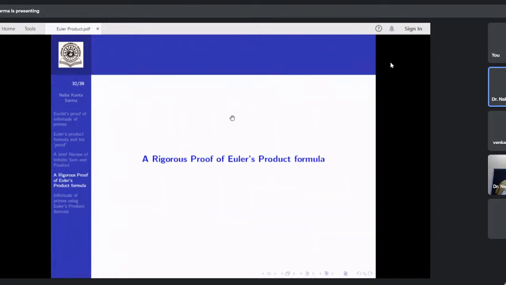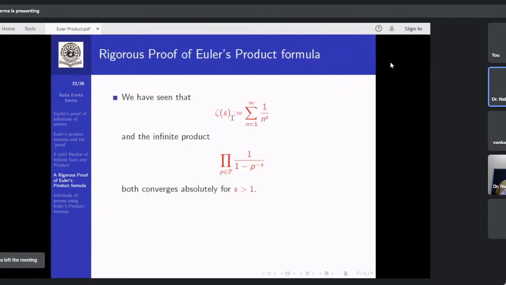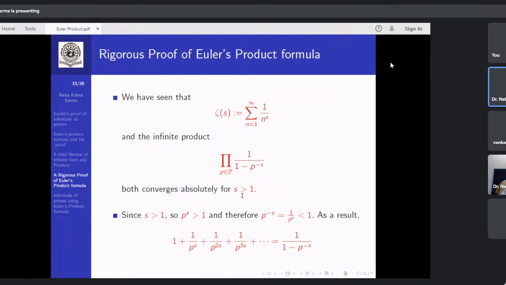So we can now give a rigorous proof of the Euler product. We have justified that this sum converges absolutely, and just now we have seen that this product also converges absolutely whenever s is greater than 1. Then, since s is greater than 1 and p is a prime, p to the power s is also greater than 1. And therefore, p to the power minus s is less than 1. And therefore, this quantity on the right hand side is a geometric series. It is the sum of the geometric series 1 plus 1 by p^s plus 1 by p^{2s} and so on.